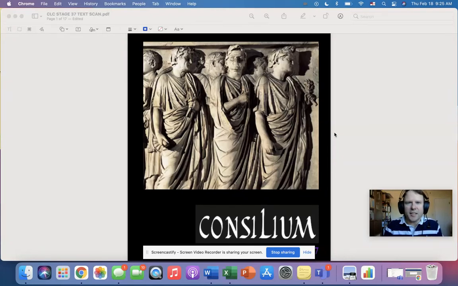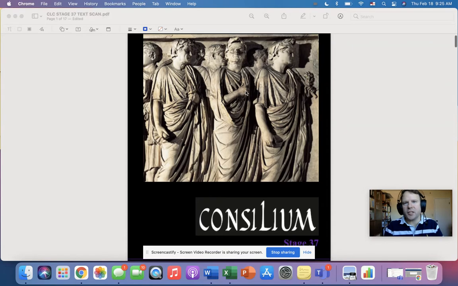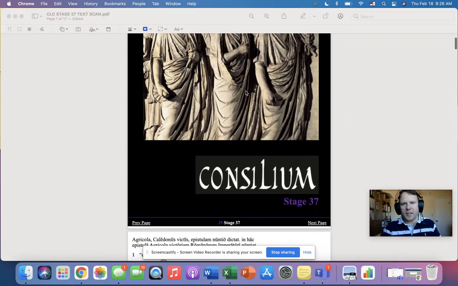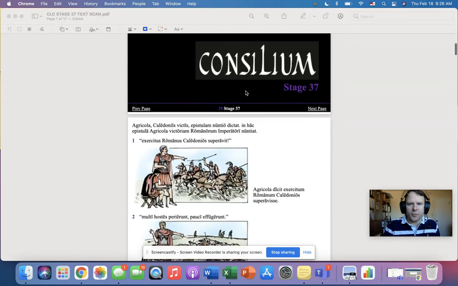This stage is titled Concilium. It is about the Emperor's Council, so we have a very appropriate picture here of the Areopagus and some senators processing in a celebration of Augustus and his imperial rule.